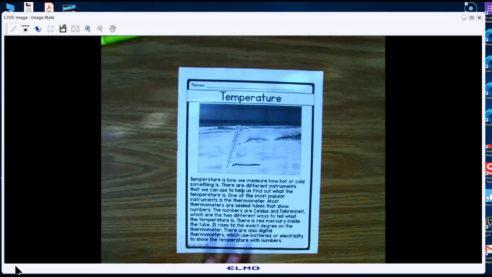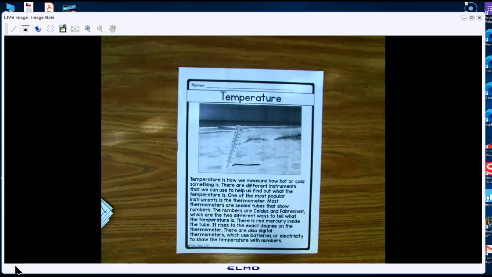So, temperature. I'm going to read this story. Temperature is how we measure how hot or cold something is. There are different instruments that we can use to help us find out what the temperature is. One of the most popular instruments is the thermometer. Most thermometers are sealed tubes that show numbers. The numbers are Celsius and Fahrenheit, which are the two different ways to tell what the temperature is. There is red mercury inside the tube. It rises to the exact degree on the thermometer. There are also digital thermometers, which use batteries or electricity to show the temperature with numbers.